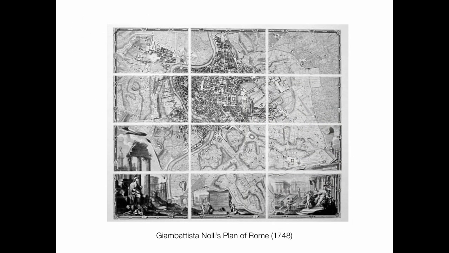So let's start first with the figure ground. And so I'll show you guys this. This is Giambattista Nolli's plan of Rome. It was in 1748. It was considered to be the most accurate plan of Rome that had ever been made at the time. You guys can't see too much.